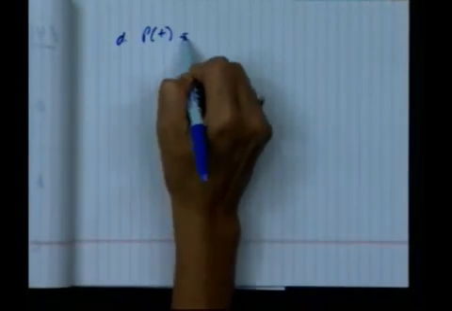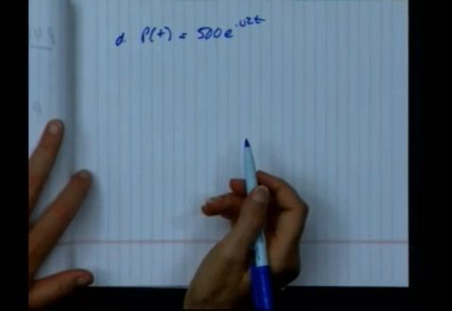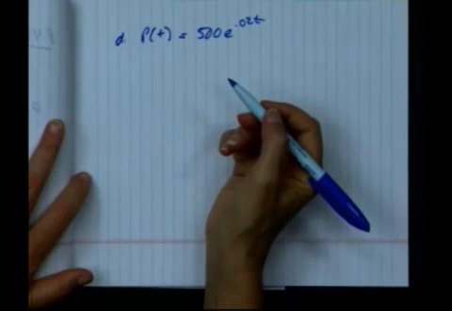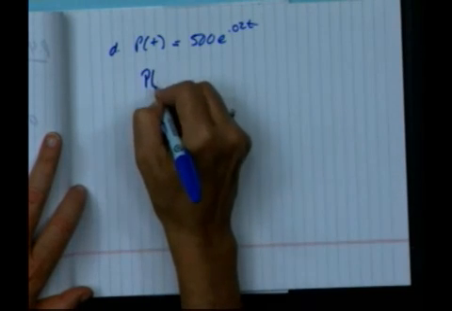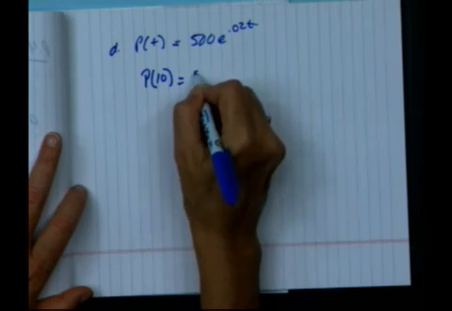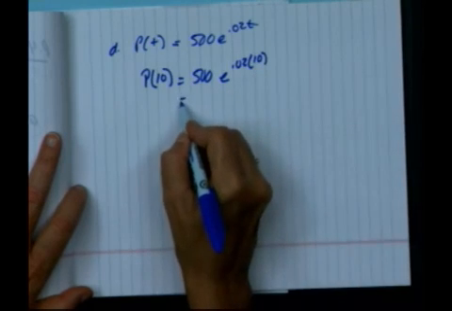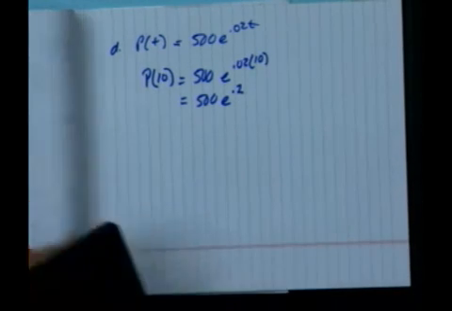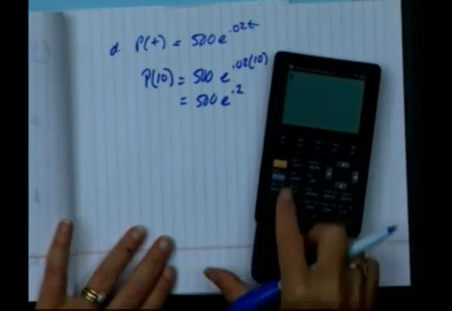Okay, let's go to D. Let me rewrite this. P of t equals 500 e to the 0.02 t. D says, what is the population after 10 days? How are you going to do that, everybody? Yep, we're going to find the size of the population when t is 10. 500 e to the 0.02 times 10, 500 e to the 0.2 power. 0.02 times 10 is 0.2. And then you have your little calculator.